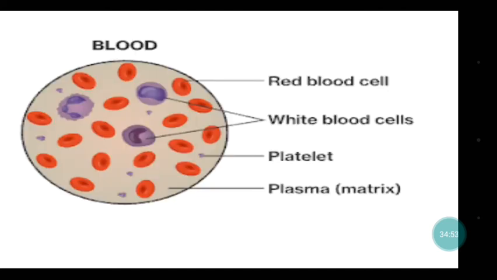Here you can see the picture of blood. Blood is a fluid connective tissue: RBC, WBC, platelets, and the plasma matrix.